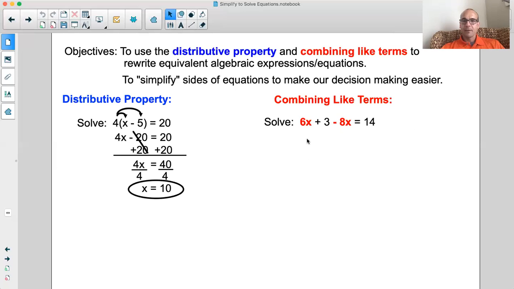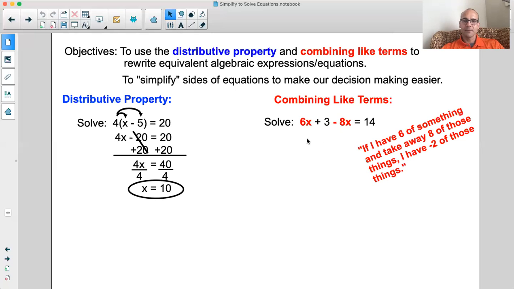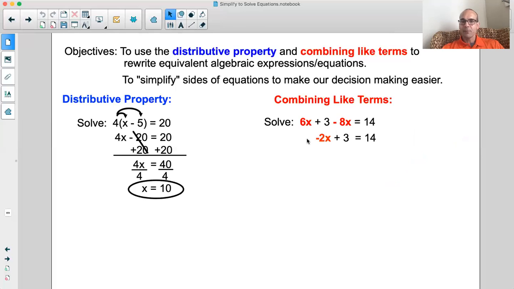Same scenario, left-hand side, 6x minus 8 x's. If I have 6 of something, x's, and I take away 8 of those things, I'm going to have negative 2 of those things, as I laid out earlier. So the left-hand side, another way to write it is this. I think that's a lot easier than thinking about the distributive property, with all respect to the textbooks you read. So the left-hand side was equal to 14. I just wrote a new version of the left-hand side, so that's equal to 14 also.